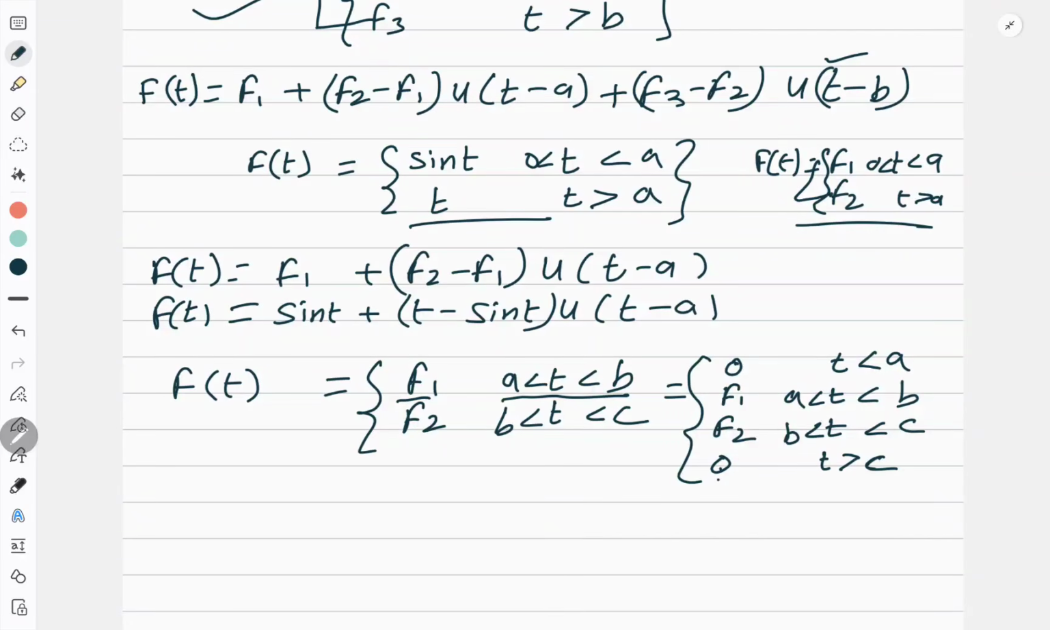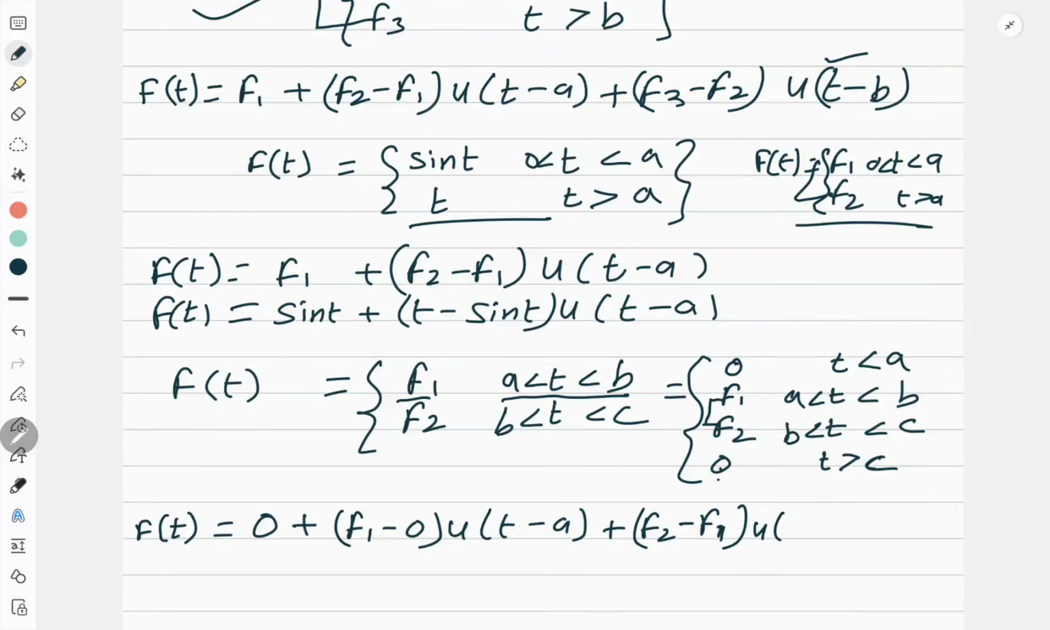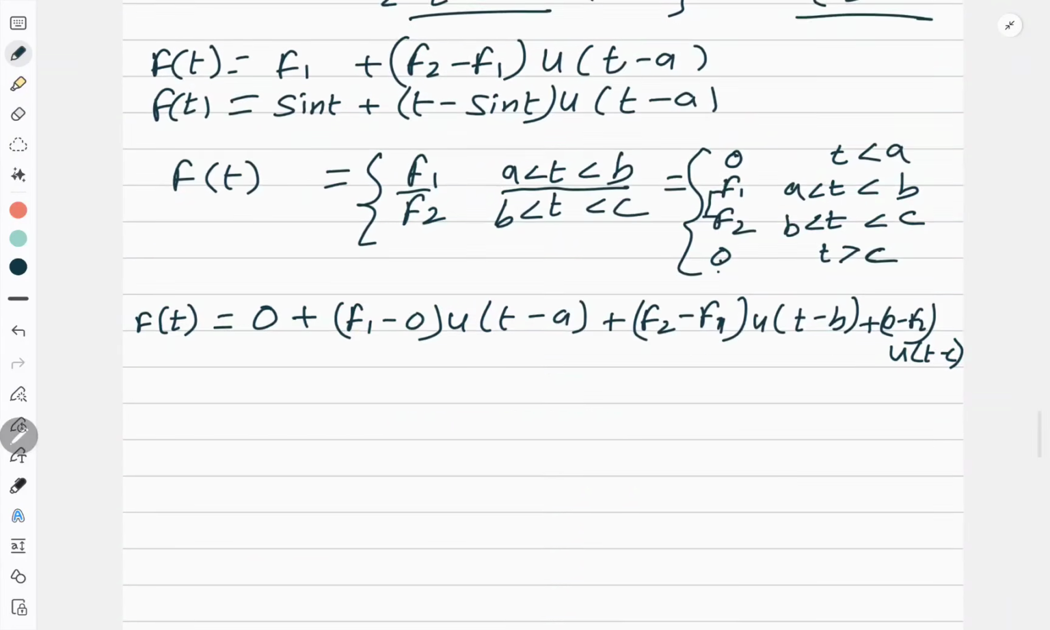Right. So now for this how will I write the function? I will write it like this. Now this is your first function. So 0 plus f1 minus 0 u of t minus a plus f2 minus f1 u of t minus b plus 0 minus f2 u of t minus c. So this is how I can convert the function.